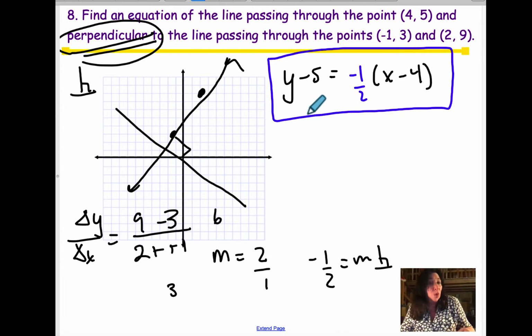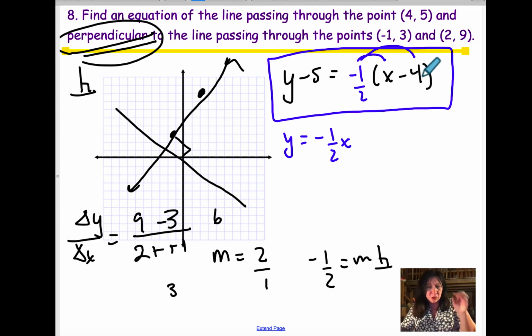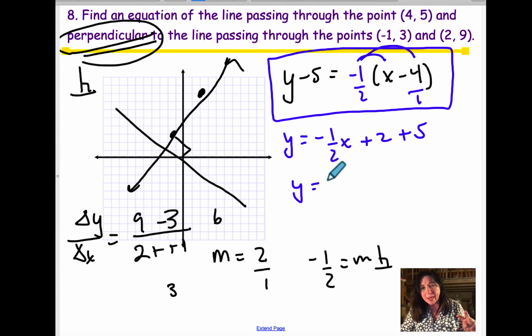Or you can solve for y, right? And that's, like I said, the most common case when everybody asks for that. So let's just do that. Y equals negative 1/2 x. That's that. And then I'm going to multiply numerators and denominators. And the denominator for that is 1, right? So we're going to get 4 over 2, which is 2. So plus 2 and then plus 5. So that's going to be y equals negative 1/2 x plus 7.